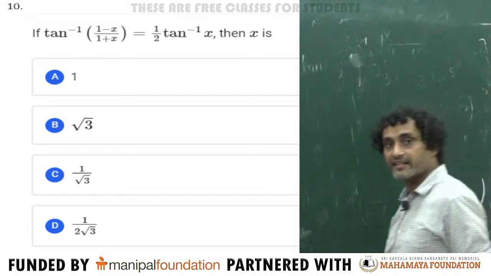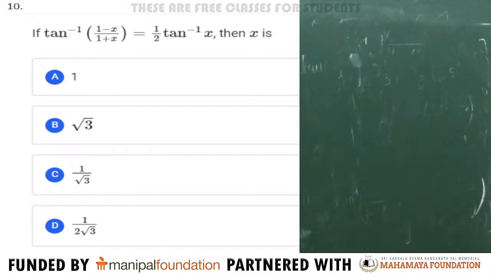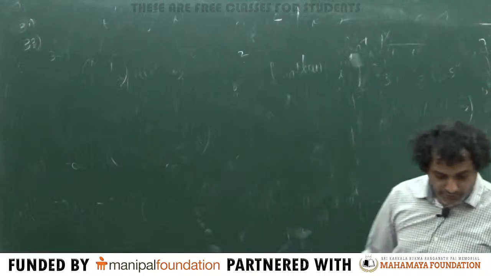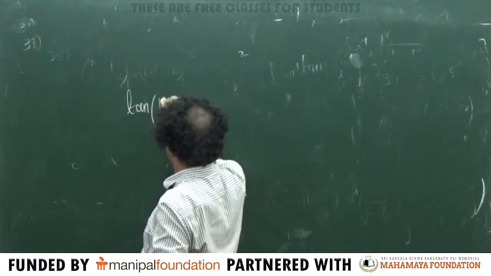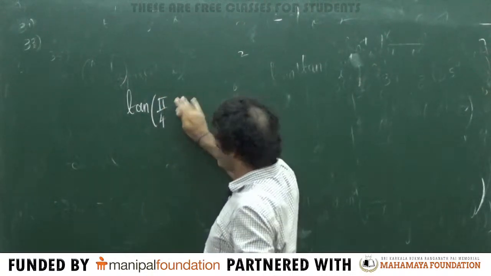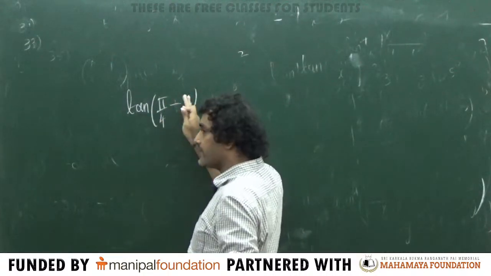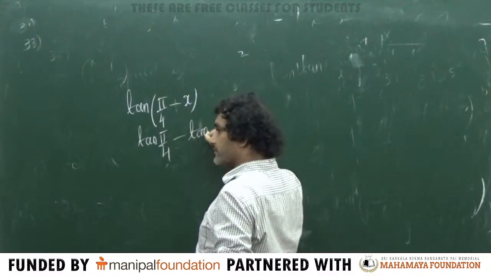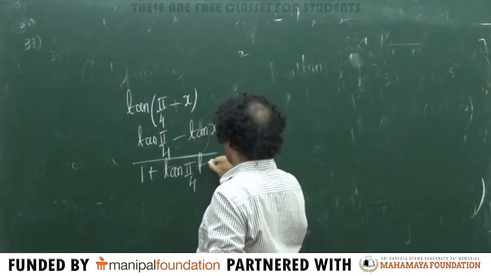If you see the left side, do you know any formula like, please copy the question, tan inverse of (1 minus x) by (1 plus x) is half tan inverse x. If you know this, have you come across this formula, tan of (pi by 4 minus x)? What's tan(A minus B)? Tan A minus tan B by 1 plus tan A tan B.